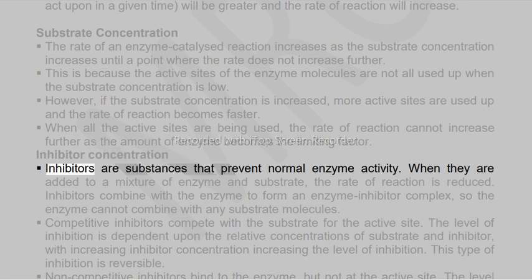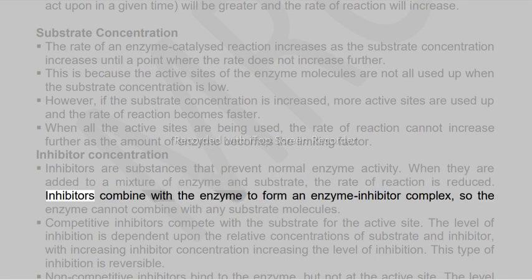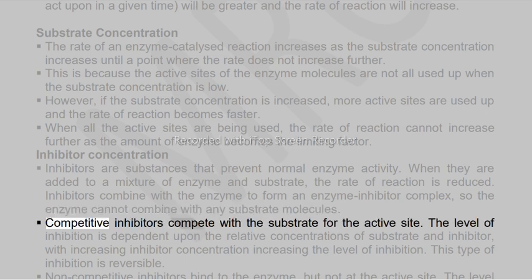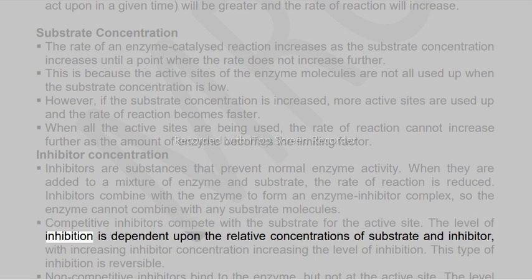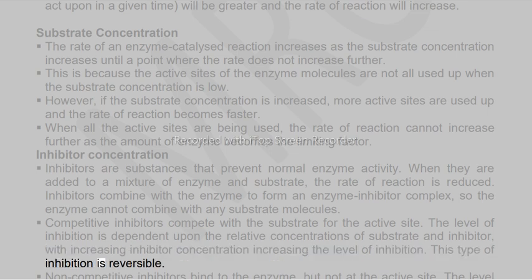Inhibitor concentration. Inhibitors are substances that prevent normal enzyme activity. When they are added to a mixture of enzyme and substrate, the rate of reaction is reduced. Inhibitors combine with the enzyme to form an enzyme-inhibitor complex, so the enzyme cannot combine with any substrate molecules. Competitive inhibitors compete with the substrate for the active site. The level of inhibition is dependent upon the relative concentrations of substrate and inhibitor, with increasing inhibitor concentration increasing the level of inhibition. This type of inhibition is reversible.